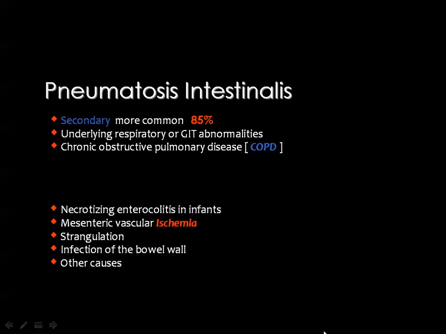Then we come to the secondary type, which is more common, seen in about 85%, and it has a good relation with respiratory and gastrointestinal abnormalities. This pneumatosis intestinalis, or air in the wall of the small bowel, is usually seen in cases of necrotizing enterocolitis in infants. This issue will be discussed in the pediatric imaging sector.